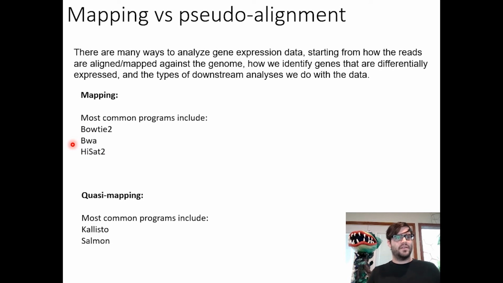And then the most common programs for quasi-mapping or pseudo-aligning are probably Kallisto and Salmon. And we'll actually be using Salmon in the activity in this lecture. So again, there are a lot of different programs. These programs will probably change with time. If you watch this video 5 years from now, these might be out of date. But there are constantly new programs coming out that are better, more efficient, faster, more accurate. But as of right now, these are probably the best programs to run.